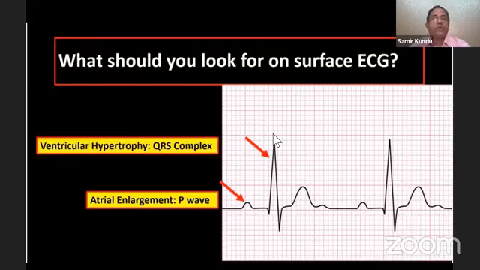Now, what should you look for on the surface ECG? In case of atrial enlargement, look carefully at the P wave. And in case of ventricular hypertrophy, look carefully at the QRS complexes: the amplitude of the R wave or amplitude of the S wave, QRS duration, or ventricular activation time.